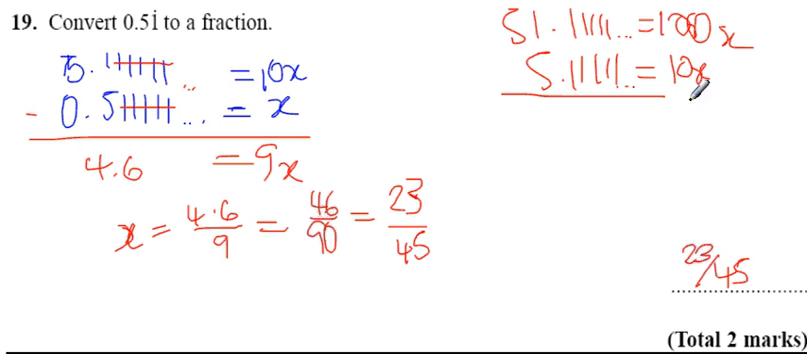So we get 51.111 minus 5.111, which means that 46 equals 90x, and then we're at exactly the same stage we were here.